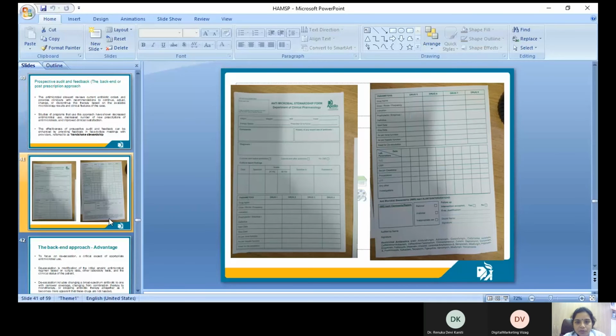So these are the forms that we use in our hospital. These are filled by the clinical pharmacologist. So these are the dedicated columns for the diagnosis, as well as columns for filling the culture data, as well as columns to fill the drug data. So with this form, we will be able to assess whether the drugs are being delivered in the right dose, right duration, right time. And this form is forwarded to the Antimicrobial Stewardship Committee for the rationality of use.